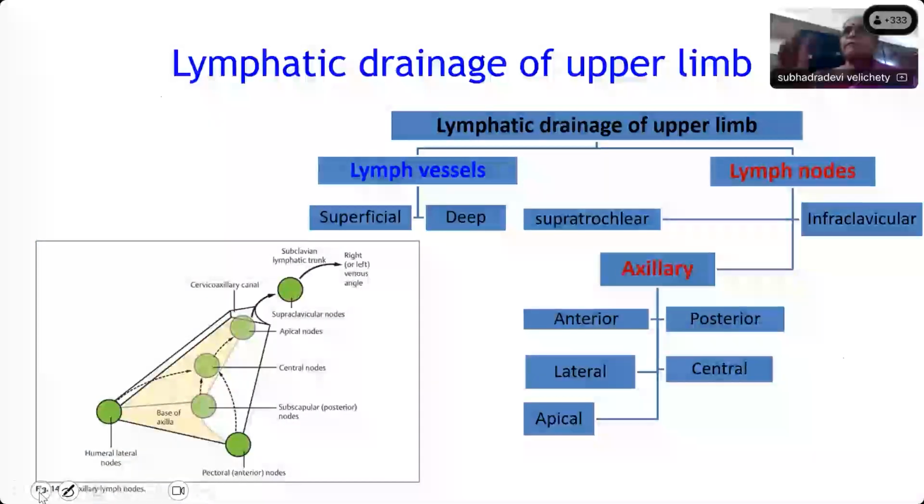Then the lymphatic drainage of upper limb, if they ask also, you can have a diagram like this with the axilla shape and what are the lymph vessels. So how they will be moving and what are lymph nodes and how they will be categorized and what are the different axillary nodes you can mention. This is another simplified diagram.